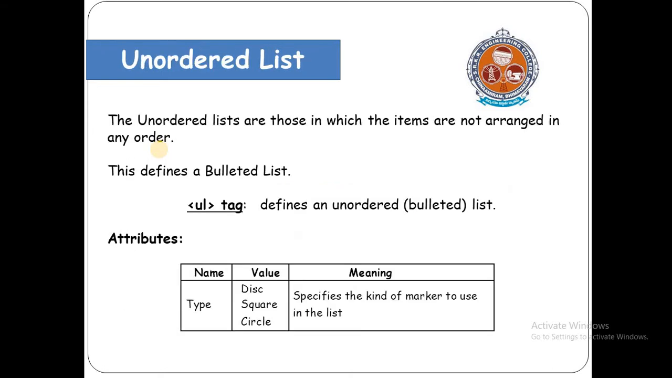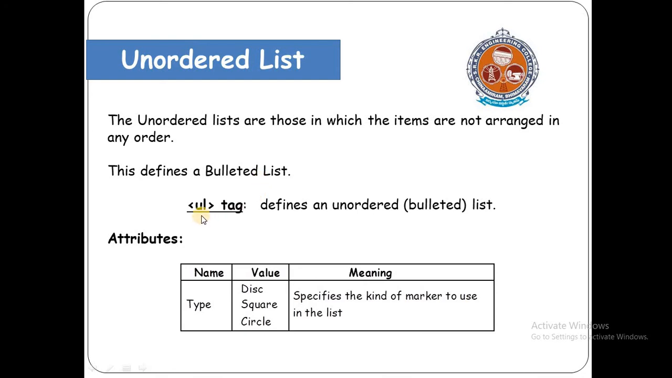Next, coming to the unordered list. It is similar to the ordered list, but in unordered lists the items are not arranged in any order. It will not have any order, just bullet forms or squares. If you want to mark any item with a star or any symbol, the unordered list will be used. This defines a bulleted list. Simply, we can call it a bulleted list.